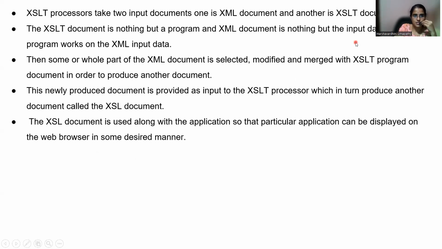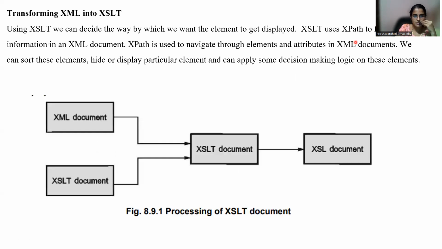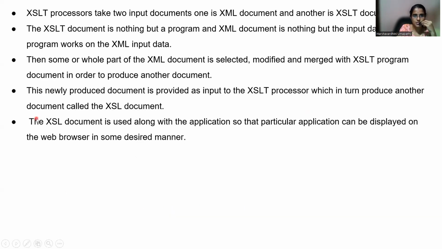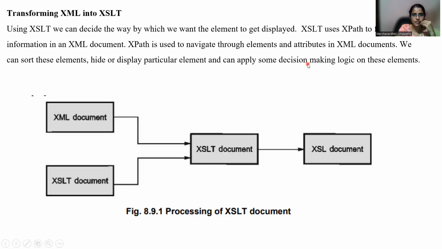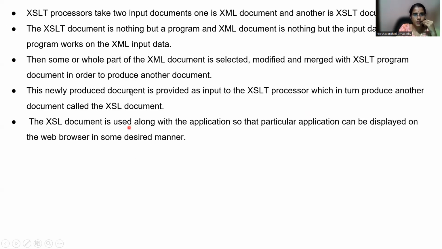There are two XSLT processes. The XSLT process takes two input documents. One is XML and another one is XSLT. This XSLT is nothing but a program, which we call an XML document, and it works based on the XML input data. Then this whole part of the XML document can be selected, modified, and merged with the XSLT document in order to produce a new document.